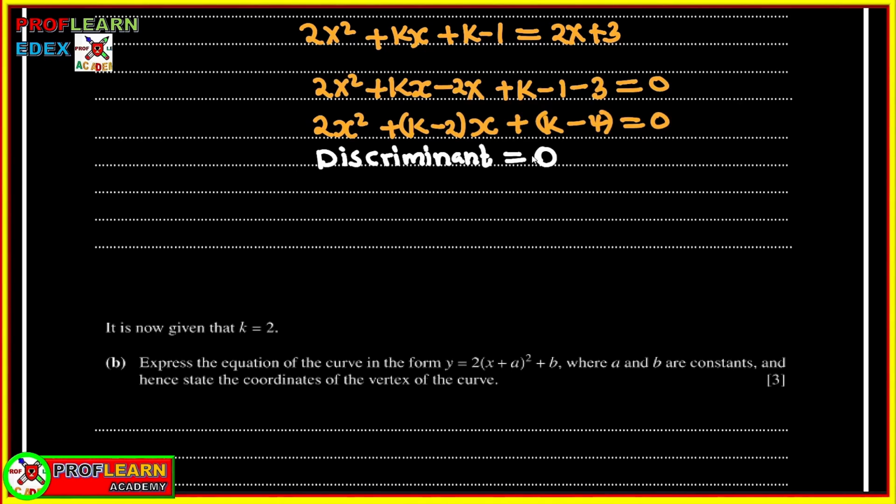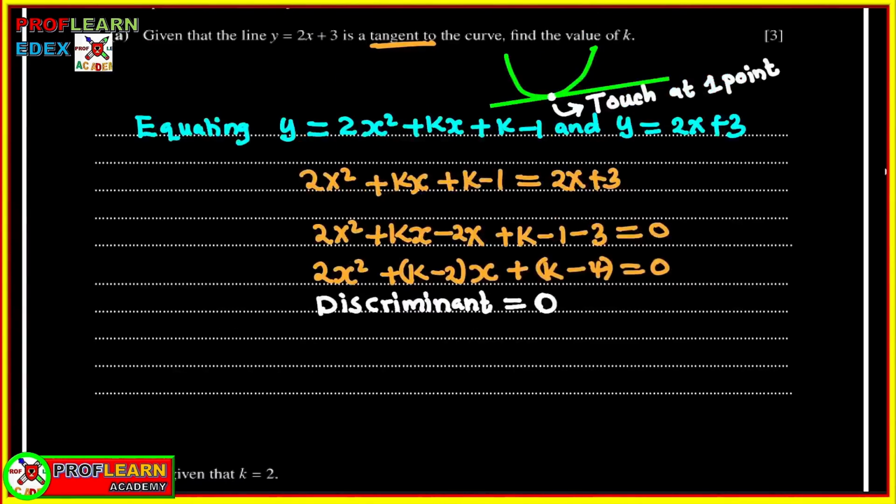If you are given a question to do with a curve intersecting with a line, if it's a tangent, you take the discriminant to be 0. But if they are meeting at two distinct points, we say greater than 0. If they are not touching, there is no solution, and the discriminant is going to be less than 0.